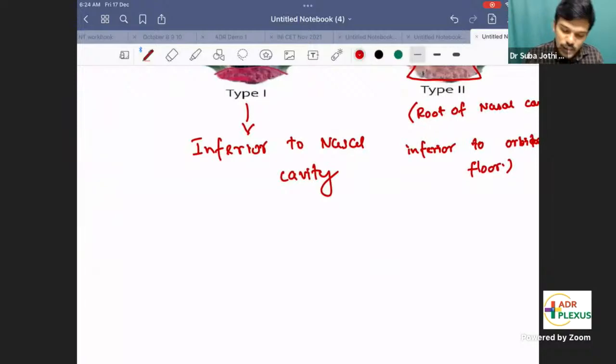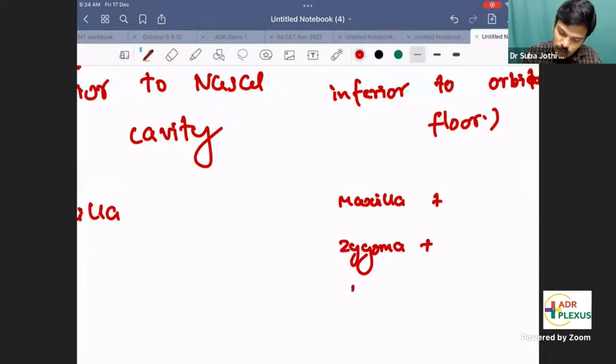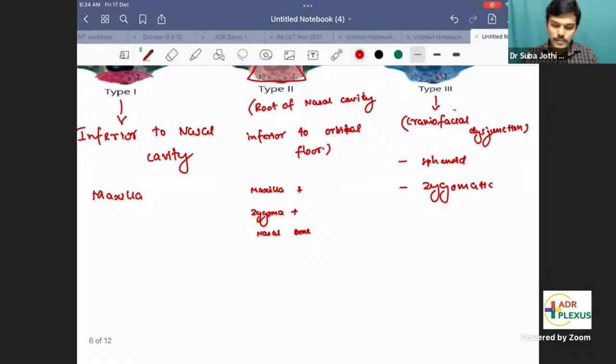So Leforte 1 is maxilla. Leforte 2 is maxilla with zygoma with nasal bone. So see here, maxilla. Here maxilla with zygoma with nasal bone. Here also maxilla, nasal bone, orbit, all are involved completely. Apart from these regular structures, sphenoid and zygomatic is also involved in Leforte type 3.